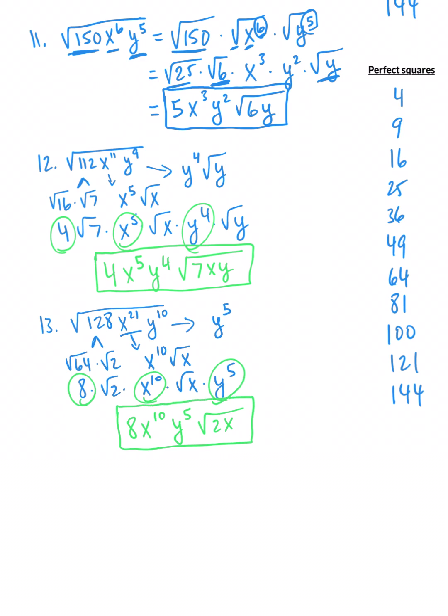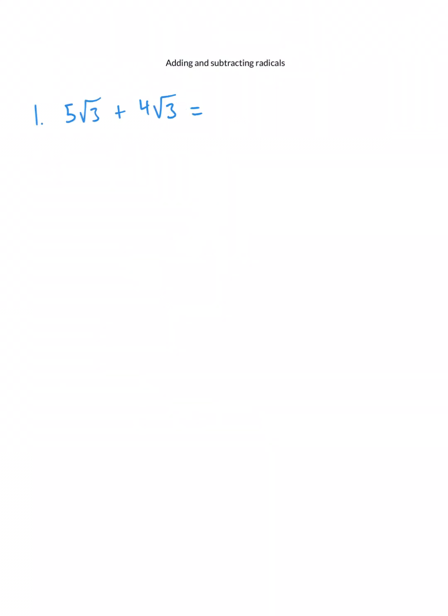Now we'll move on to adding, subtracting, and multiplying, which will still include simplifying as well. Now we'll move on to adding and subtracting radicals. The first 2 examples will be simple, and then the next examples will include simplifying along with the adding and subtracting.